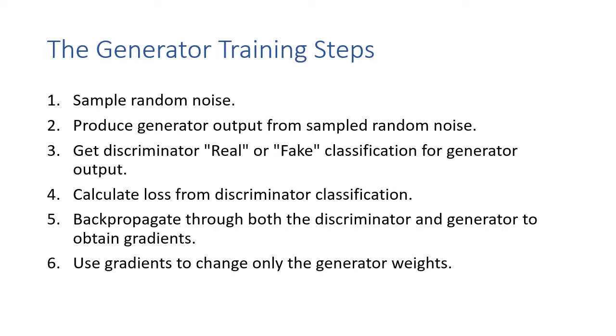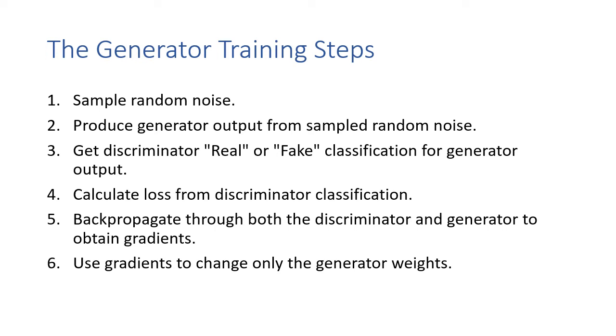These are the training steps of the generator. First, we sample random noise, and then we pass the random noise to the generator and generate fake data from the sampled random noise. And then we get the discriminator to classify if the output is real or fake. Then we calculate the loss from the discriminator classification. Then we do backpropagation through both the discriminator and the generator to obtain gradients, and then use the gradients to change only the generator weights. So in the training of the generator, we will reuse the weights of the discriminator, but we only update the weights of the generator.